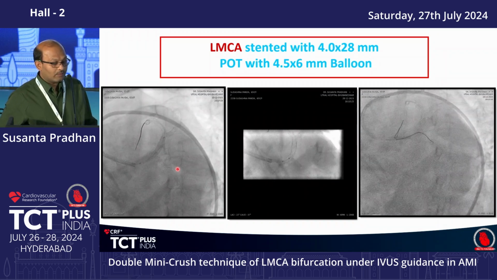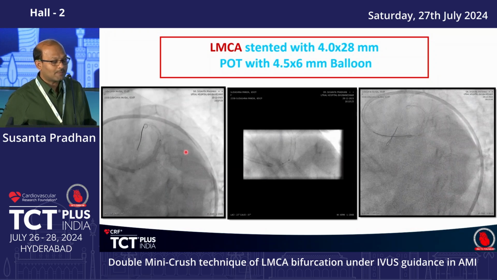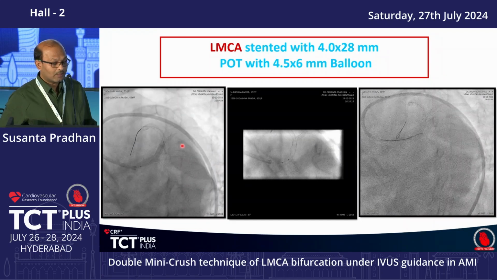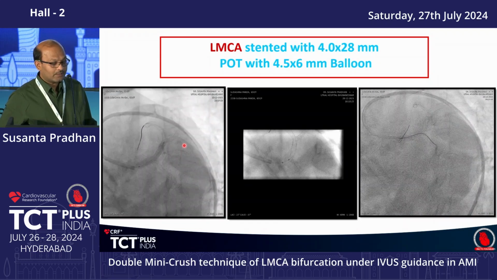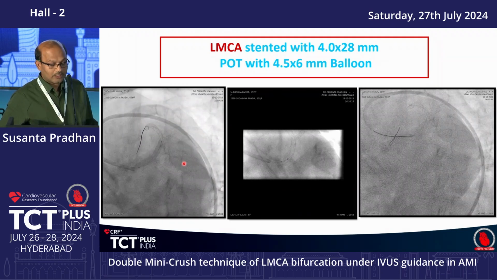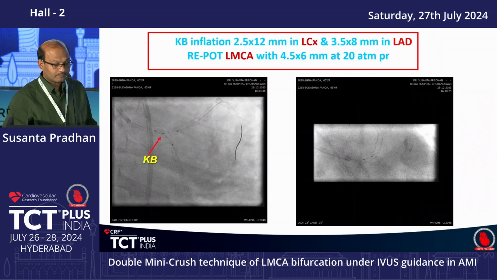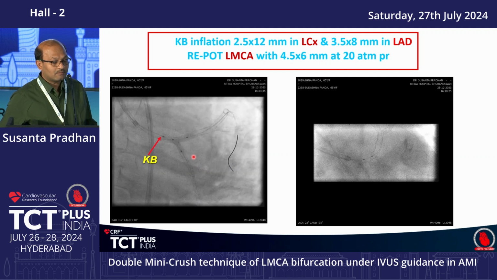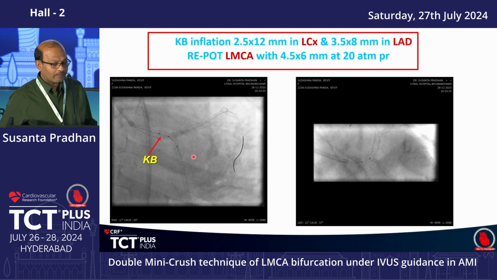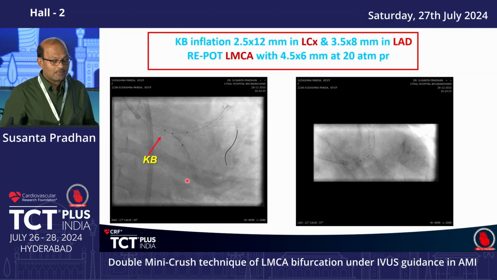The 4 by 28 millimeter balloon-expandable stent has been taken from the left main up to the proximal LAD. This stent should not cross the LAD diagonal bifurcation. And after deployment of the left main stent, we have done the POT with a 4.5 by 6 millimeter balloon. After the POT, the LCX is again recrossed with another wire through a non-distal strut. Then final kissing dilatation is done, with a 2.5 by 12 millimeter balloon in LCX and 3.5 in LAD. After the final kissing dilatation, repeat POT is done with the same 4.5 by 6 millimeter balloon at 28 atmospheres pressure.